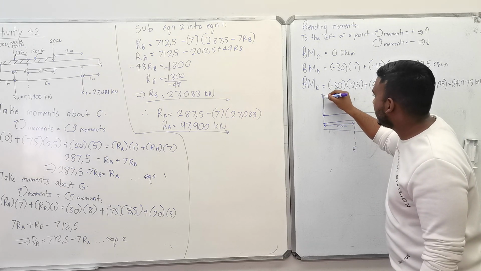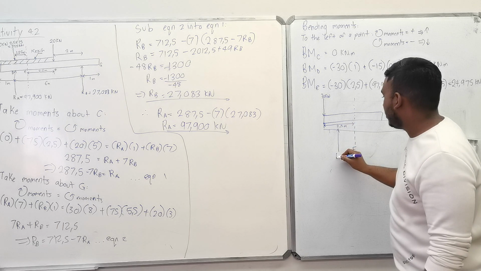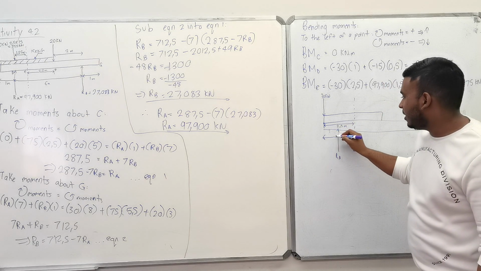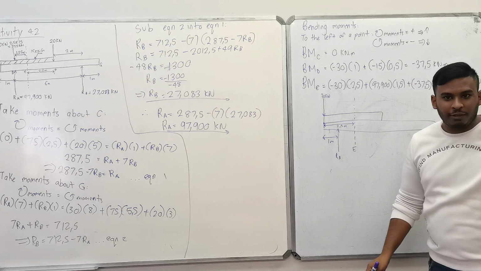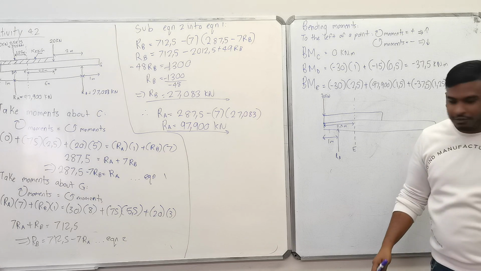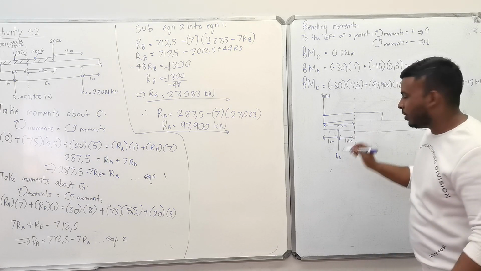Now I'm going to add the other forces that they showed here. They have a force of 30 kilonewtons, and your upwards force of RA, which is 97.9. This length here is 1 meter. Notice I'm doing everything to the left of point E because that's how we do our moments. So this remaining distance here would be 1.5 meters.